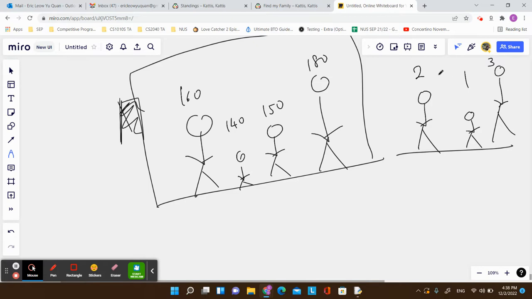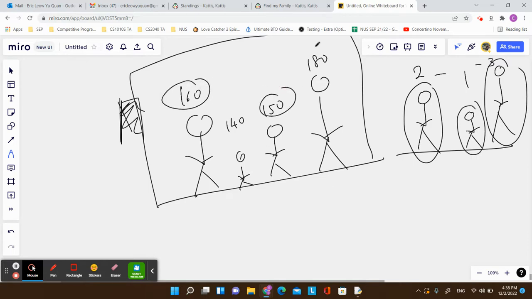What I mean by 2-1-3 is that the person who is the shortest among the 3 people is in between the second tallest person and the tallest person you can find. In this photograph, there exists a 2-1-3 pattern because of these 3 people: 160, 150, 180. This is a 2-1-3 pattern. Your job is to figure out if there exists a 2-1-3 pattern within the photograph.